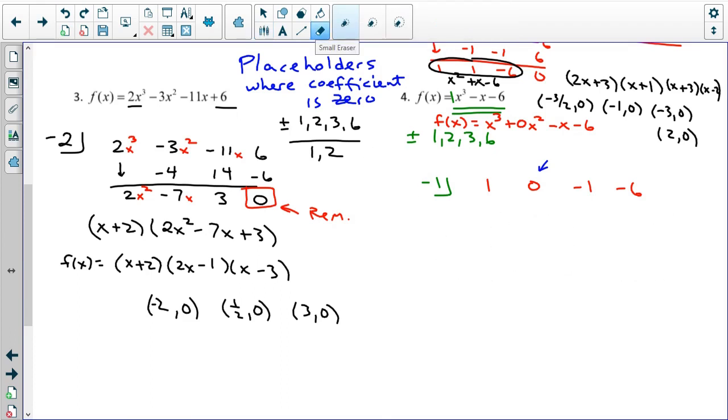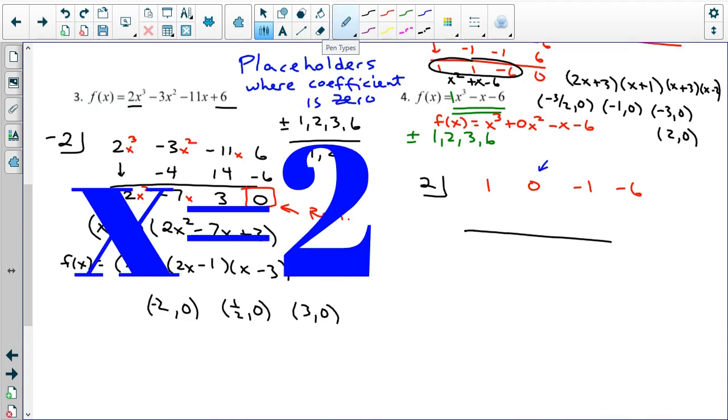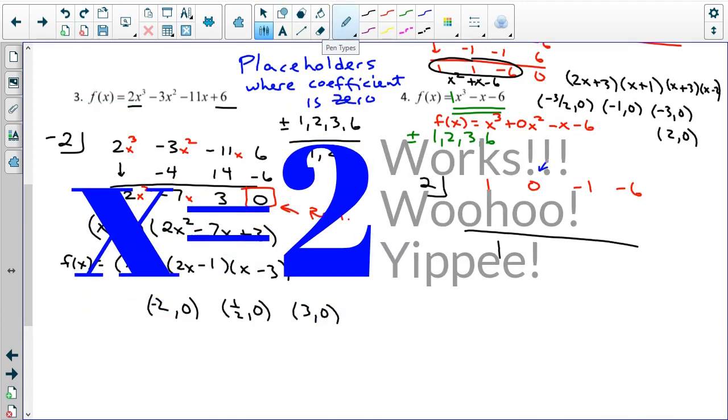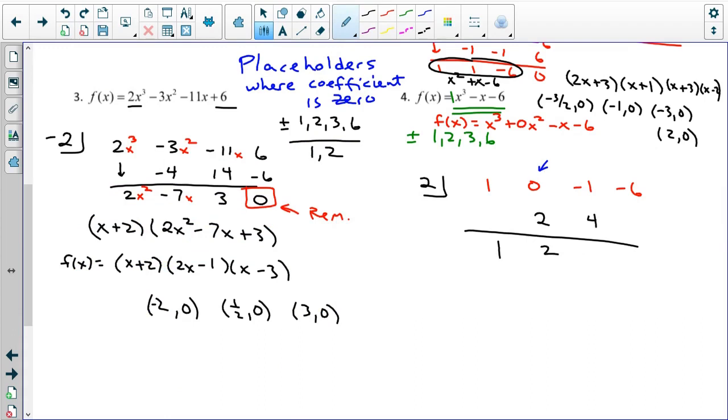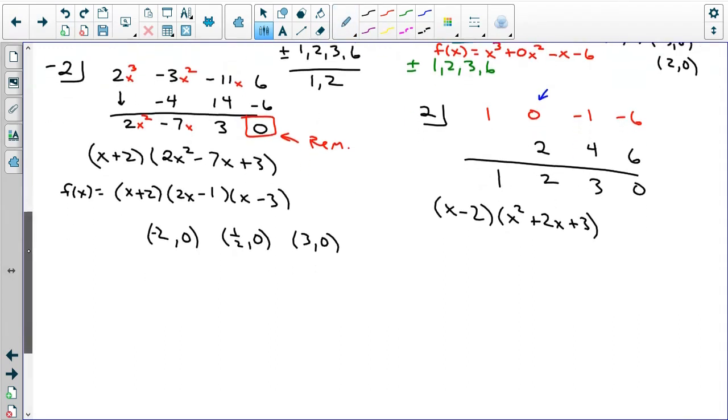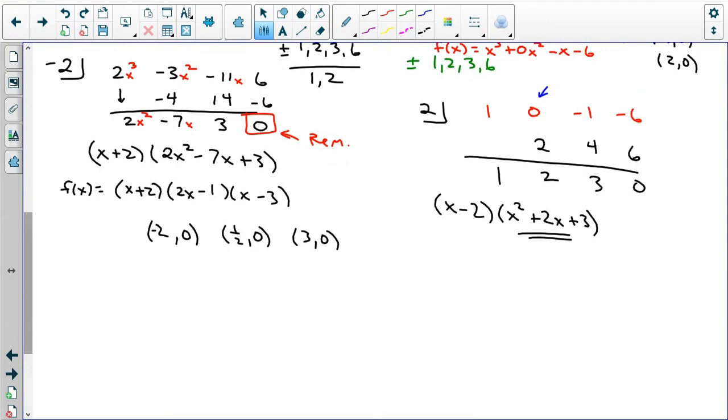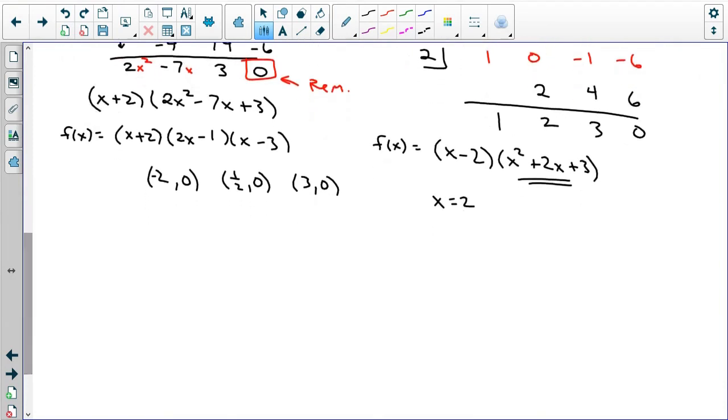So I will try 2. Pull down the 1. 1 times 2 is 2. 2 times 2 is 4. 3 times 2 is 6. And this one works really well. So x minus 2 is a root. And then I have x squared plus 2x plus 3. And if I look at x squared plus 2x plus 3, that does not appear to be factorable. So it looks like I have a root at x equals 2, and then I would have to do the quadratic formula on this one.